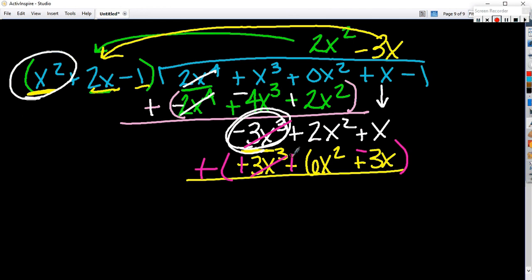If your first ones don't cancel out, you've done something wrong, because you asked yourself in the beginning, what do I need to multiply by to get that? 2x squared and 6x squared gives me 8x squared. X and negative 3x gives me... bring down the next one. You're absolutely right. Drop down the next term.